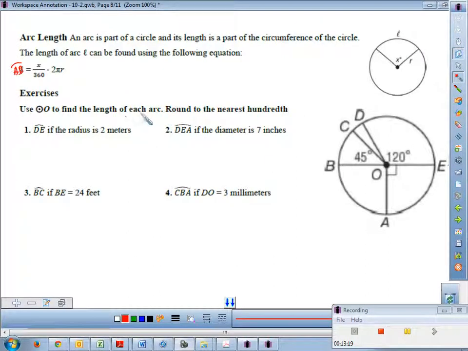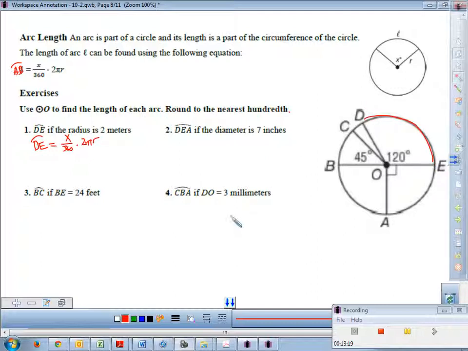It says use circle O and find each arc length. Round to the nearest hundredth. So first thing we'll do is write the formula down. They're looking for the length of arc DE, and that'll be x over 360 times 2 pi r. They give me this information: the radius is 2 meters, and they want arc DE.